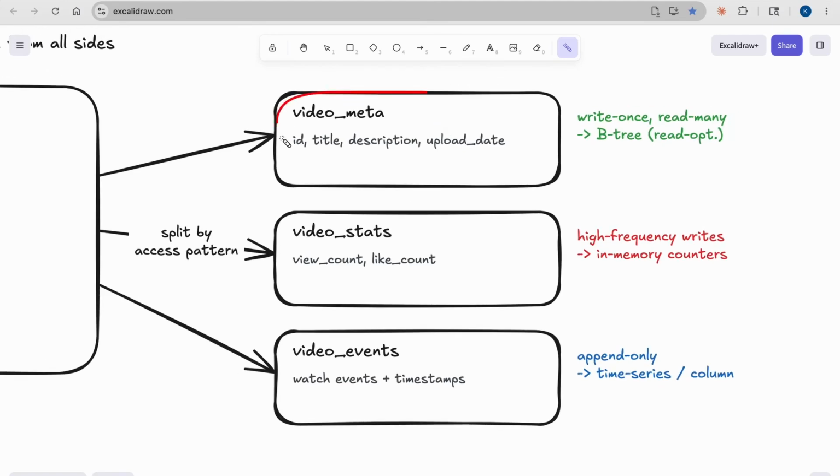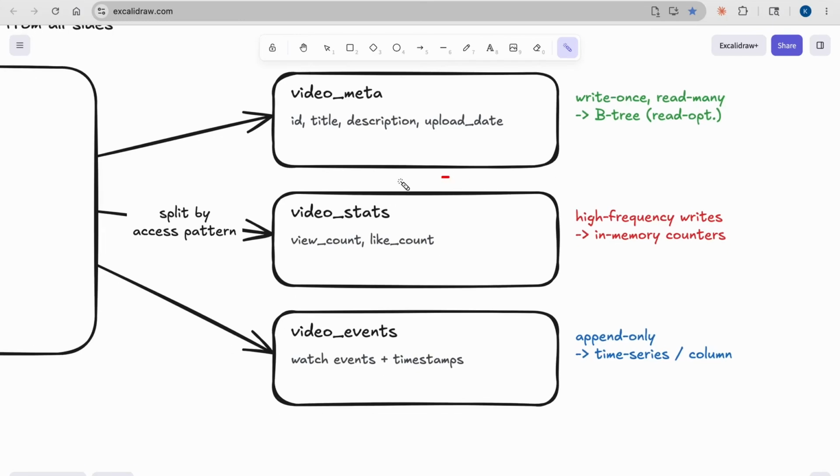So for example, here metadata is mostly write once and read many, so we can choose a standard B-tree based database like Postgres, which should be able to handle that. And here, video stats, view count and like count. If we know the write frequency is very high, we can choose in-memory counters or an in-memory database that lets us write directly to memory instead of going to disk and seeking in and out.